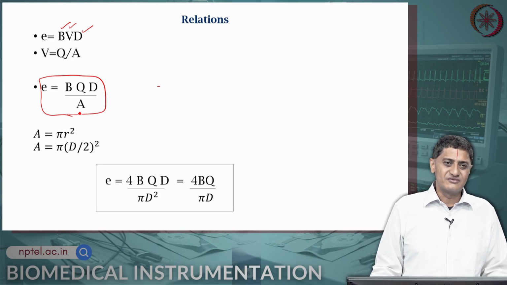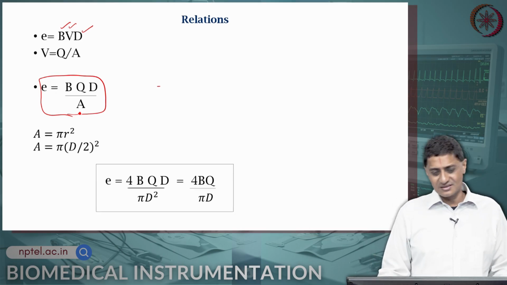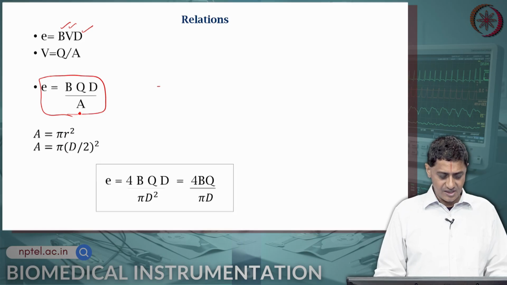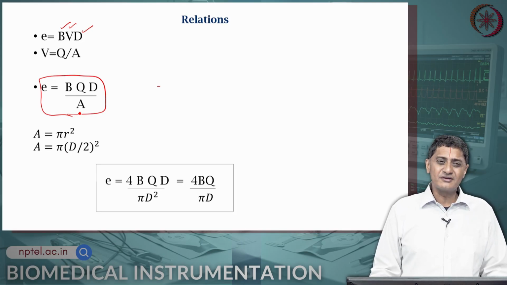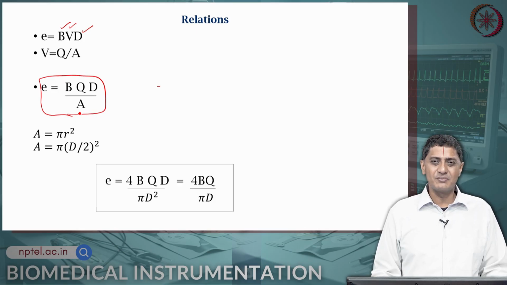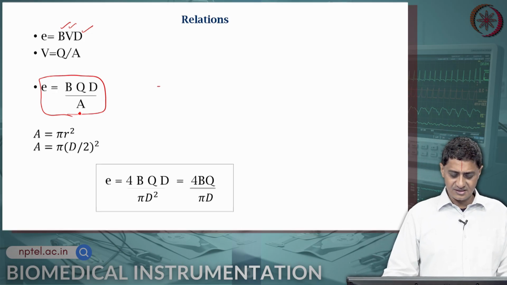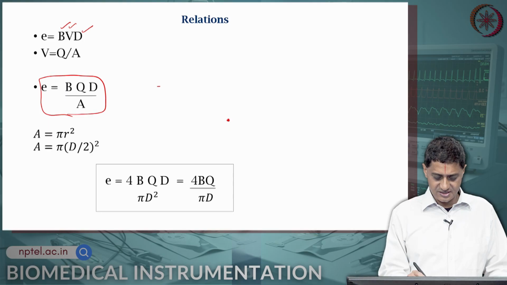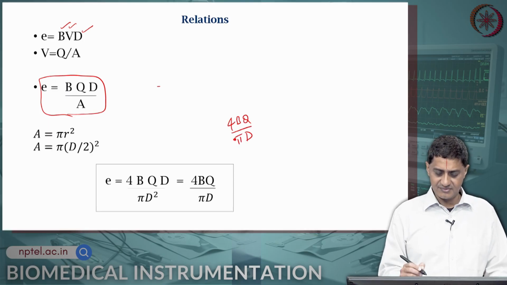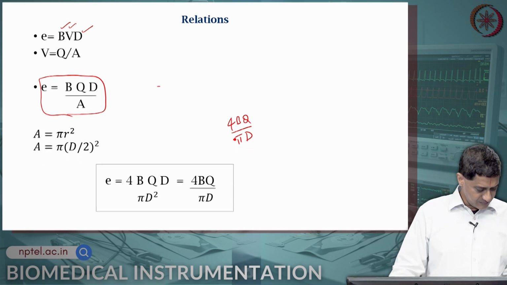Note that this d is different from that d. Or no, these are the same d's, right? Now I could substitute for pi r squared as pi times d by 2 the whole squared, or pi d squared by 4. Substituting for it, I will essentially get the induced EMF as 4Bq divided by pi times capital D.